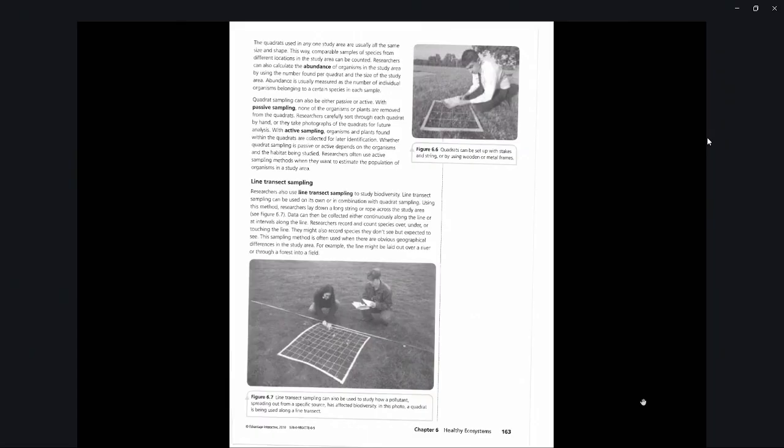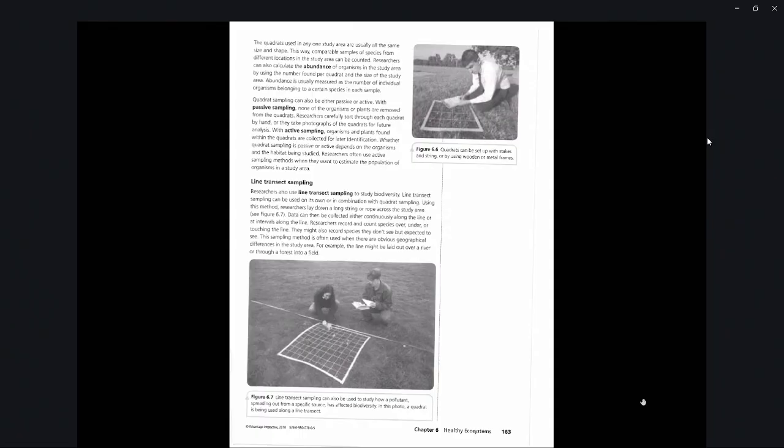Maybe every so many meters, you're going to stop and collect data. And you can count the species that are over, under, or touching the line. And then you record and count them. And then you could also record species you don't see but expect to see. There's all sorts of different things you can do with line transect sampling.